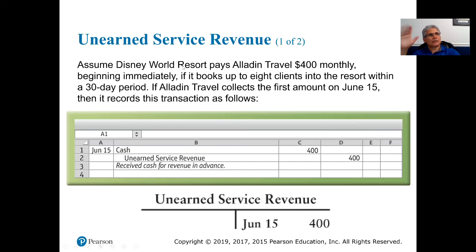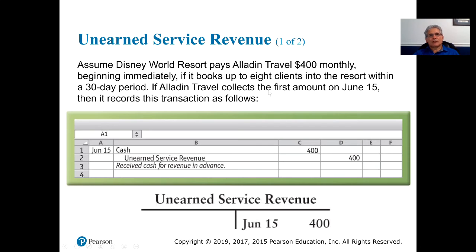So in the next journal entry, you'll see, assume Disney World Resort pays, well, that's a coincidence, Aladdin Travel, Disney World Resort. Okay, so assume Disney World Resort pays Aladdin Travel $400 monthly, beginning immediately. So they're sending a check. Disney just sends a check. Isn't that kind of nice? If it books up to 8 clients into the resort within a 30-day period.